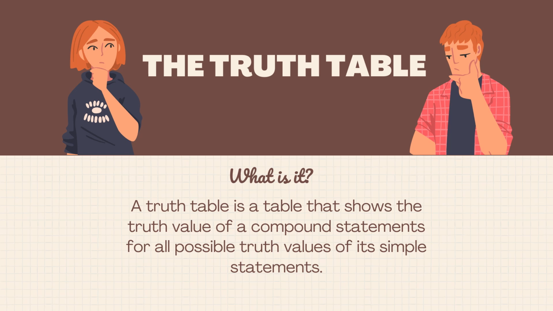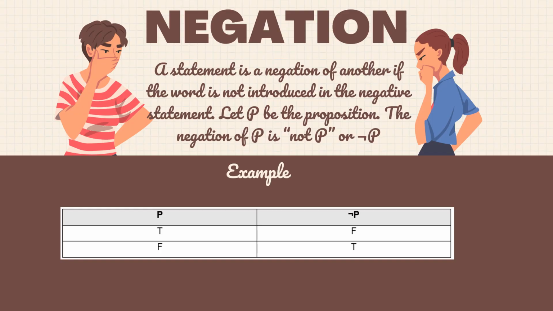Okay, next, let's talk about the truth table. A truth table is a table that shows the truth value of a compound statement for all possible truth values of each simple statement. So I'll show you an example on the next slide. But first, let's talk about negation. A statement is a negation of another if the word not is introduced in the negative statement. A negative statement is like saying, I don't like. It's like saying the don't words. So that's an example of a negative statement.